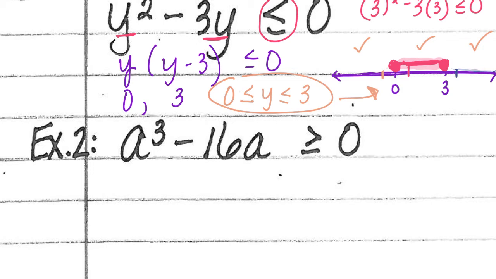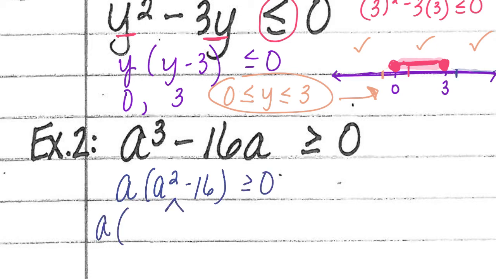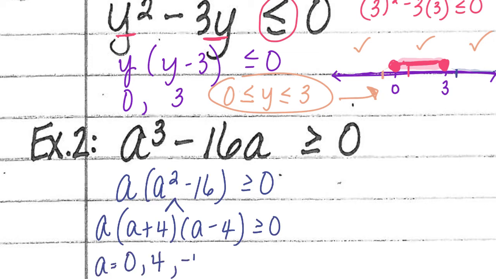All right, let's go ahead and start by factoring. I can take an a out, and I have a squared minus 16 is greater than or equal to 0. And I know that this can continue: a plus 4, a minus 4 is greater than or equal to 0. So my solutions here are 0, 4, and -4. So remember, I have to check all of those areas. This is a little bit more time consuming. I have to check around -4, 0, and +4.